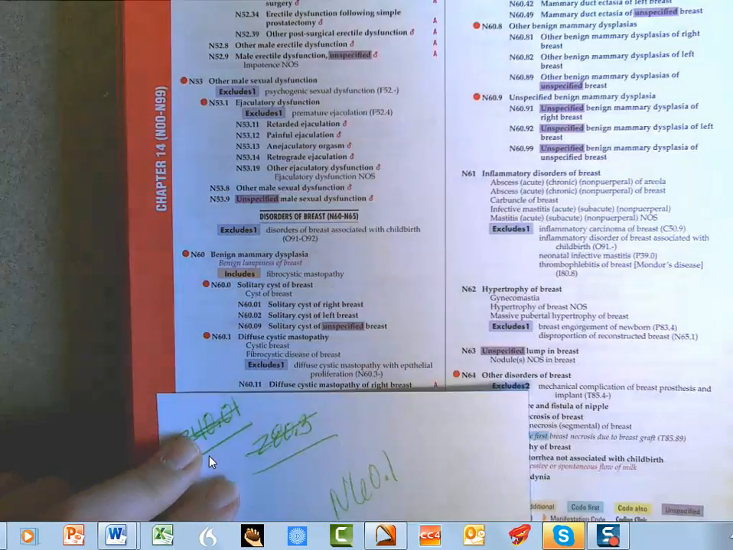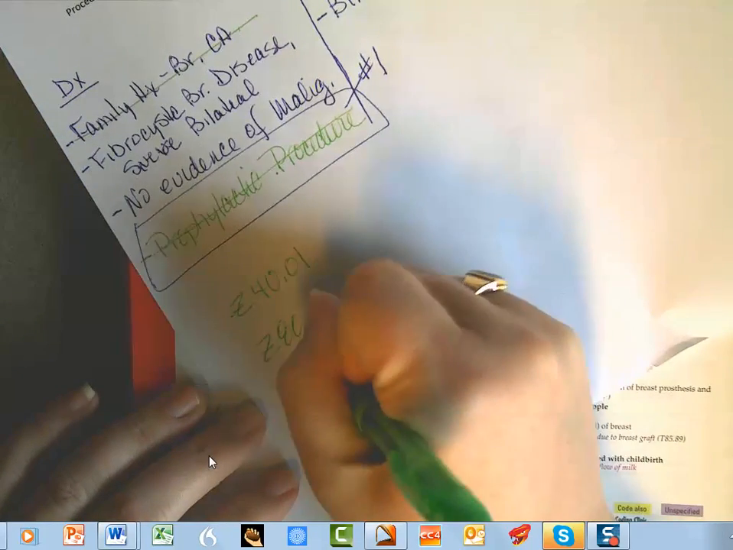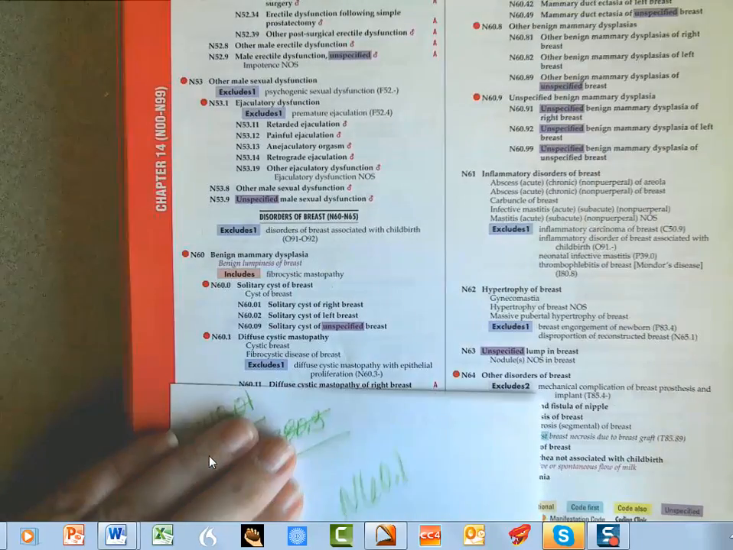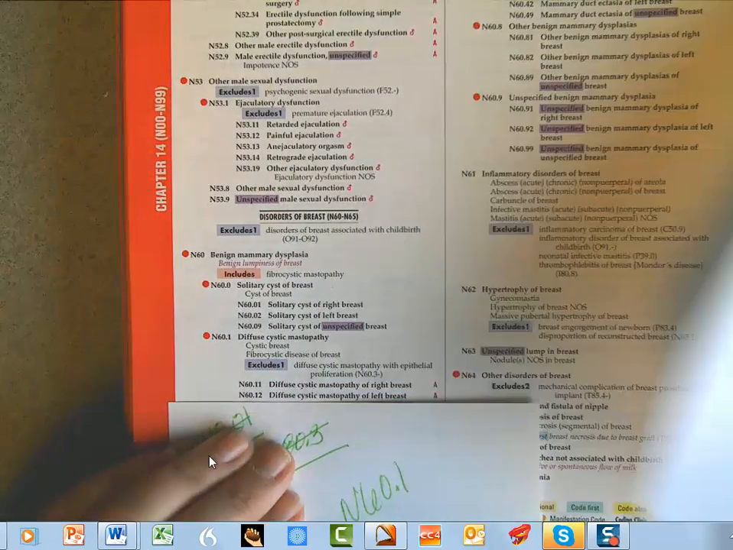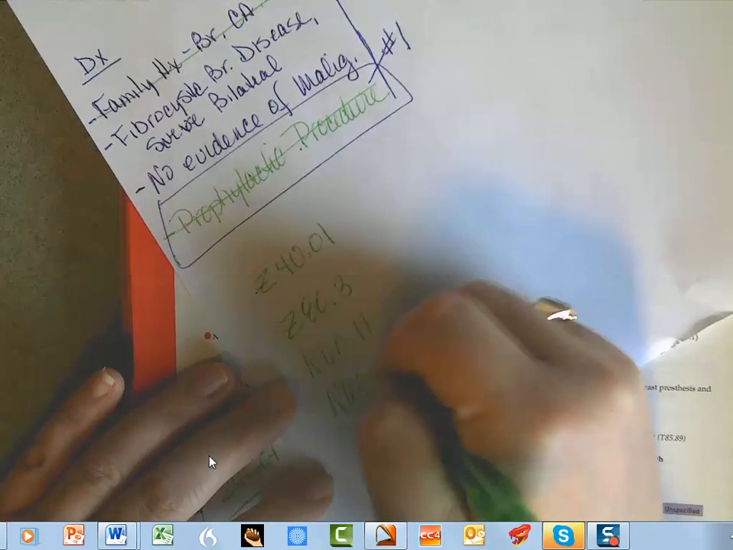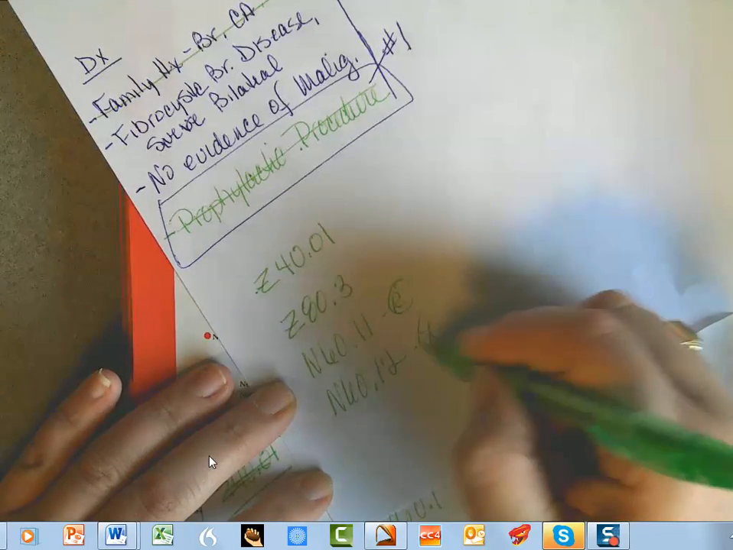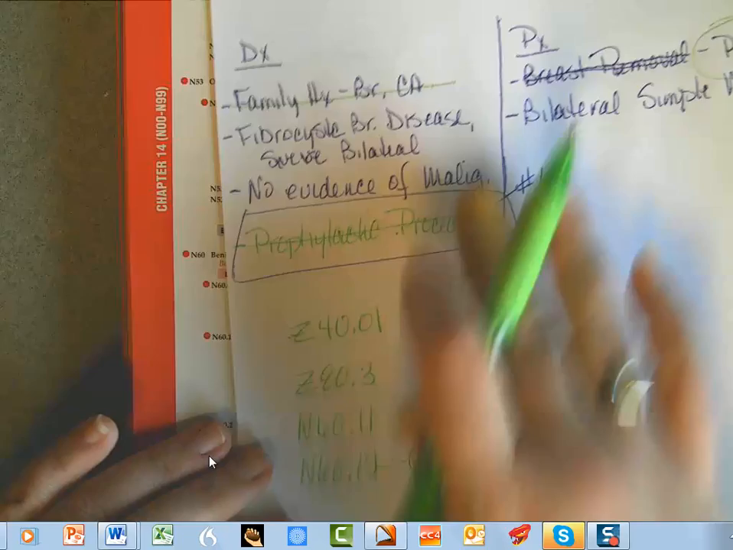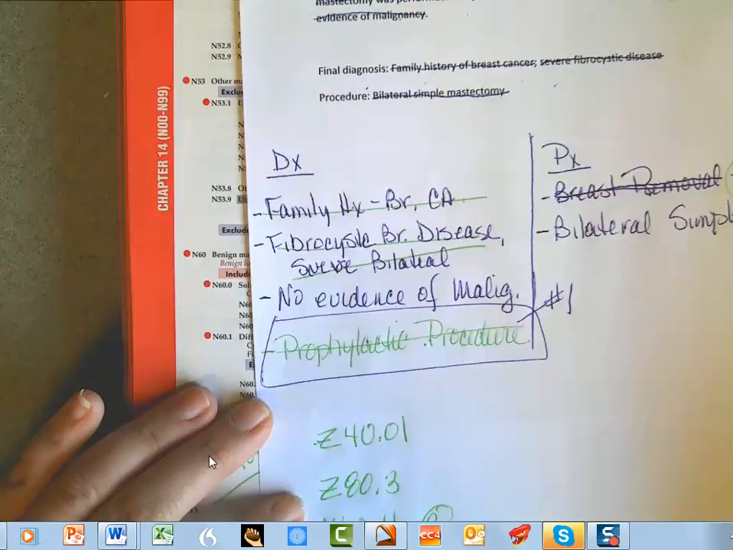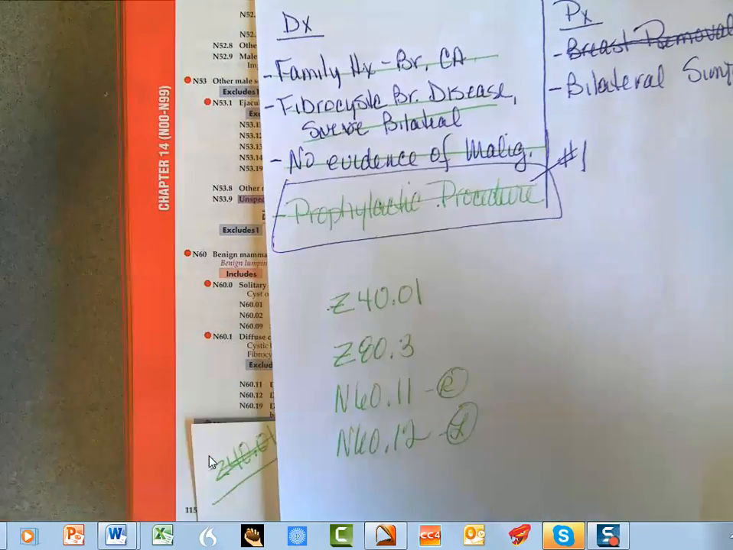So we have to code N60.11 and we have to code N60.12. This is the right breast, this is the left breast, okay? So now we've got that. We don't need to code the no evidence of malignancy. So these are our diagnosis codes.